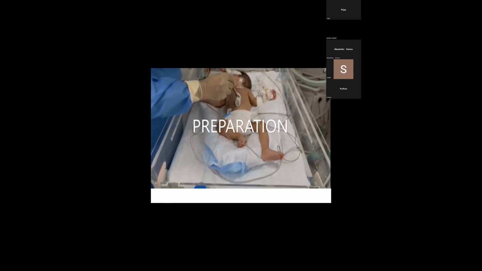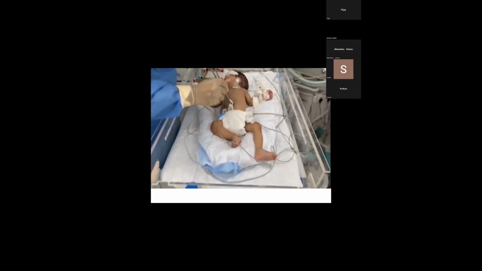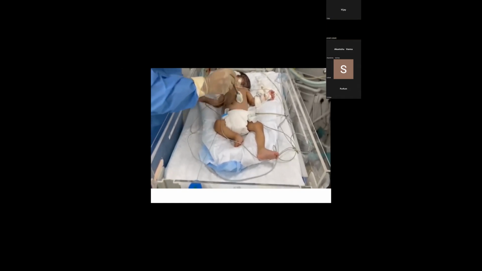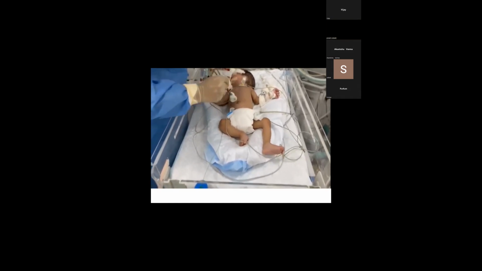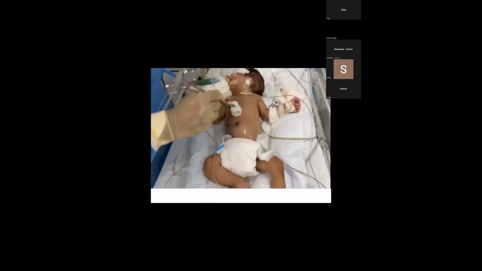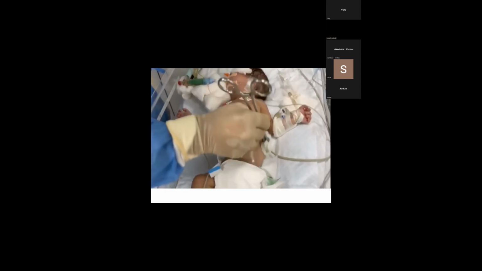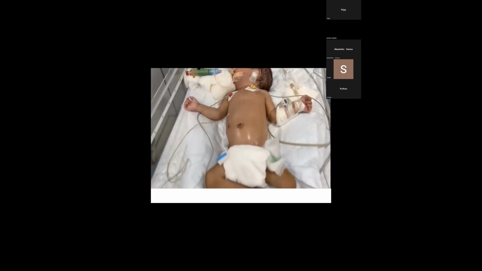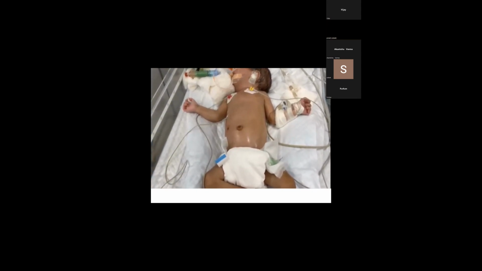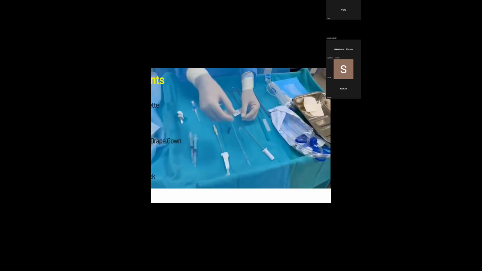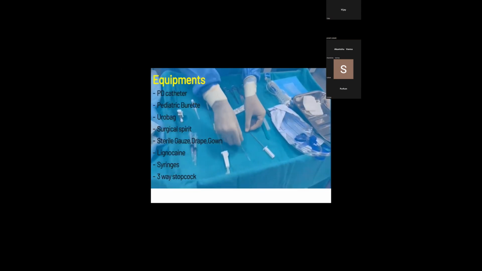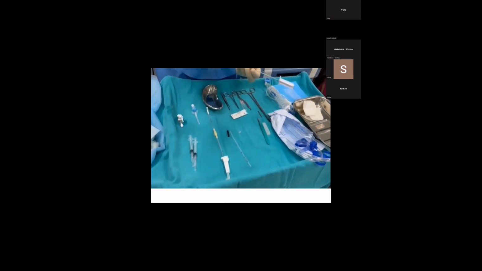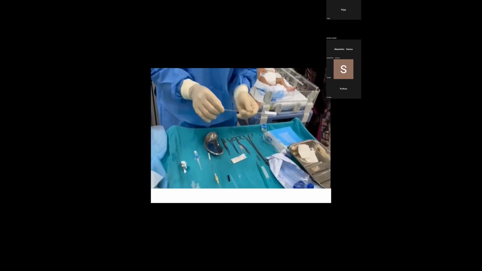This is a video showing the technique of peritoneal dialysis. First, we have to empty the bladder by catheterizing, and then we have to prepare the abdomen of the baby by draping aseptically. After cleaning the part, we will proceed to peritoneal dialysis catheter insertion.